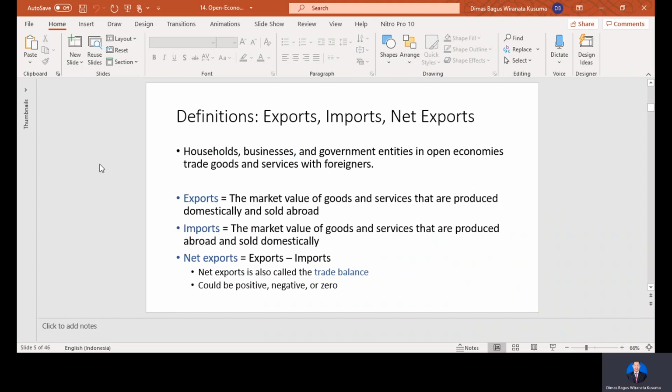Household, business, and government entities in open economies trade goods and services with foreigners. So exports are the market value of goods and services that are produced domestically and sold abroad. And imports are the market value of goods and services that are produced abroad and sold domestically, the other way around. Net export equals exports minus imports. Net export is also called the trade balance. It could be positive, negative, or zero.